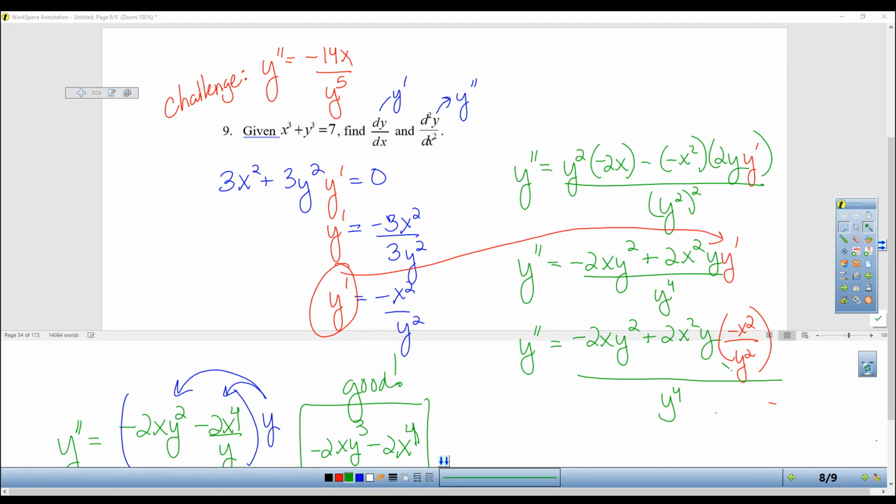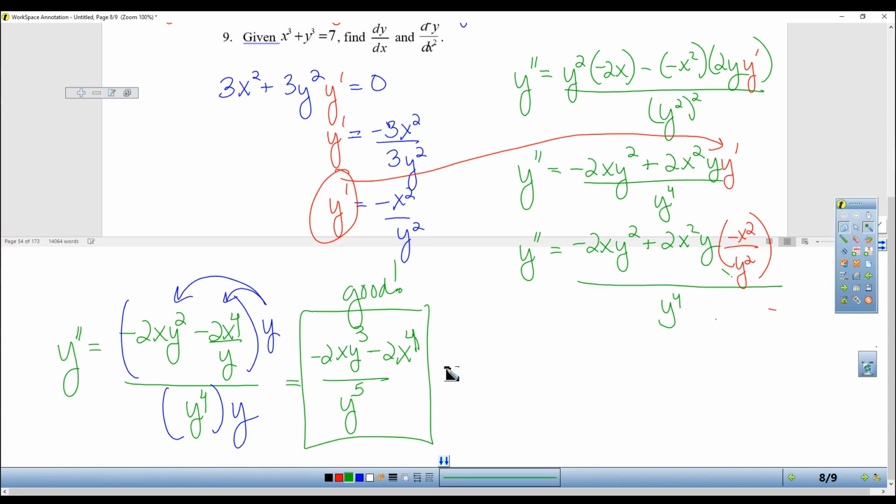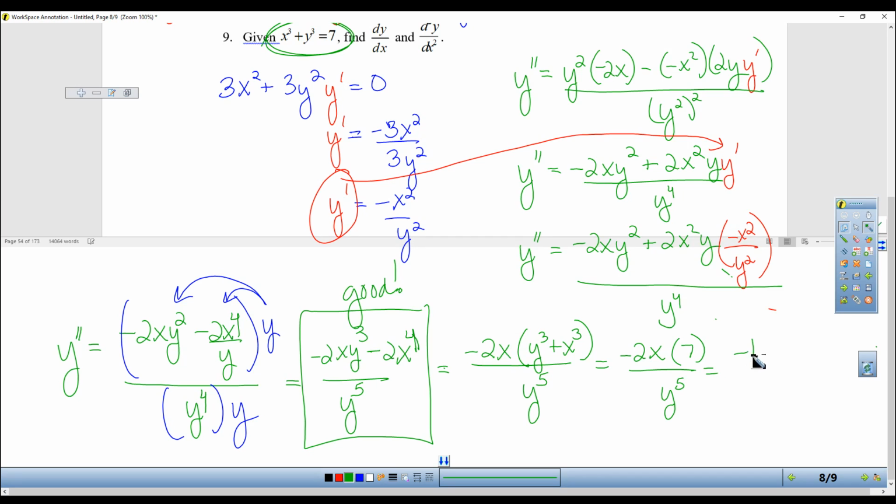Again, if you would like to stop the video and challenge yourself and see if you can figure that out, it is a little bit of a fun puzzle, but not everybody likes a puzzle. So I'm going to tell you what it is. If you factor out the negative 2 and one of the x's, you'll be left with y cubed plus x cubed. And if you look really hard on your paper, somewhere it says what x cubed plus y cubed is equal to. Right there. So this becomes negative 2x times 7, which gives you negative 14x.